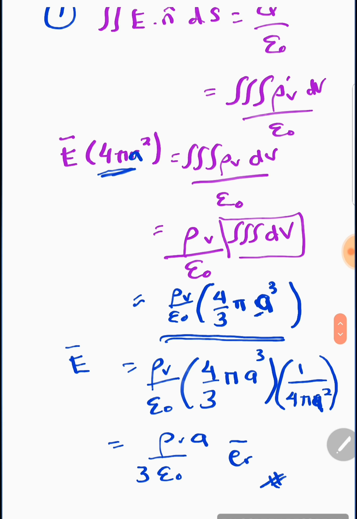But with Gauss's law, it becomes easier for you to search for the answer. So please give it a try.